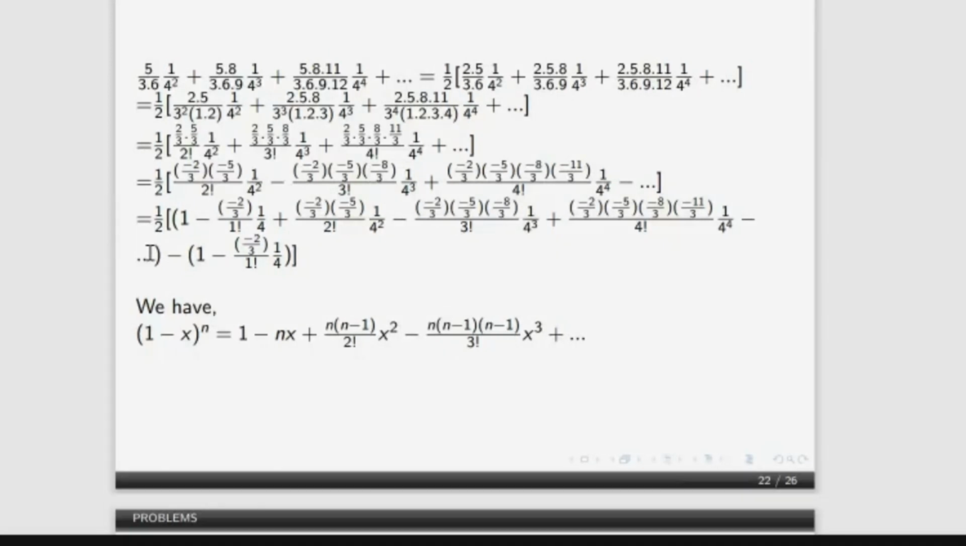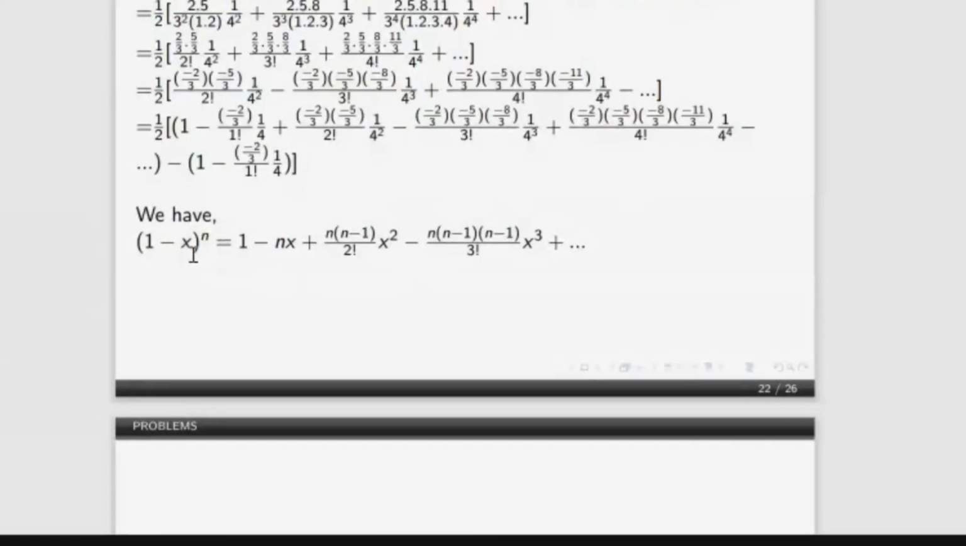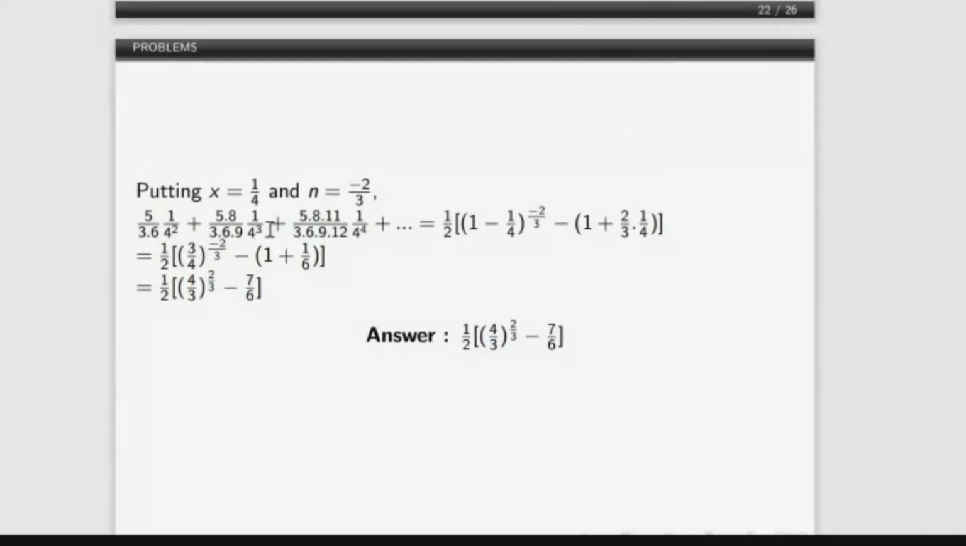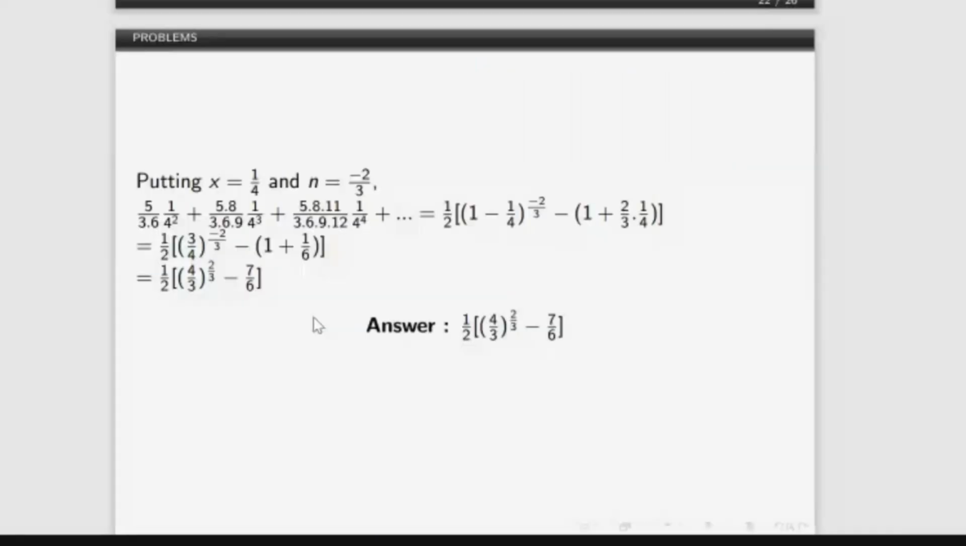So I can rewrite this first round bracket terms as, that is, it turns out that my x value is 1 by 4 and n value is minus 2 by 3. Right, here it is 1 by 4 and here it is 2 by 3.